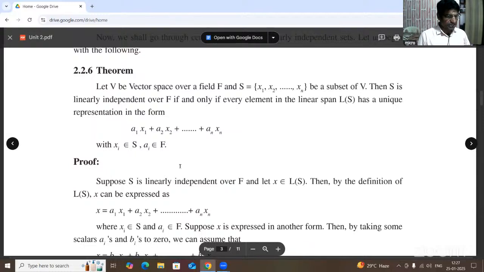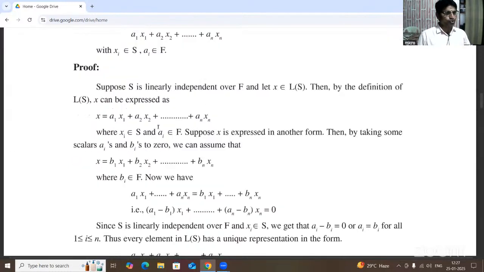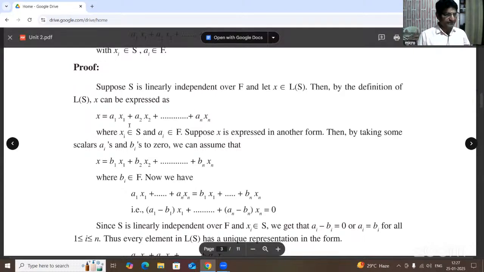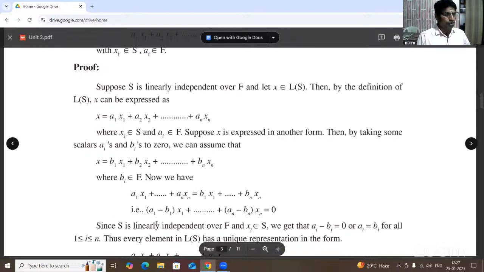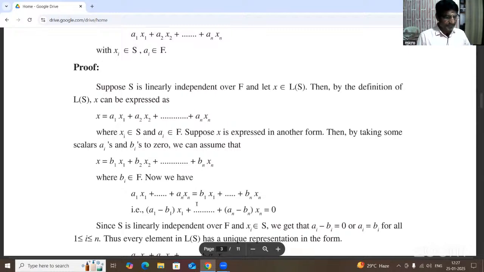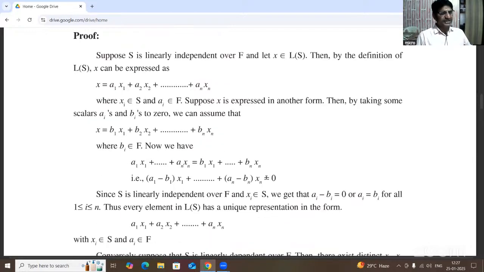Now the proof: first of all, write x as a linear combination, x equals a1 x1 plus a2 x2 plus and so on an xn, which can also be written as the summation of ai xi. Now suppose we take another set of scalars, the bi values, and write x equals b1 x1 plus b2 x2 plus and so on bn xn. Both are equivalent, so summation ai xi equals summation bi xi. This can also be written as (a1 minus b1) x1 plus (a2 minus b2) x2 and so on (an minus bn) xn equals 0.